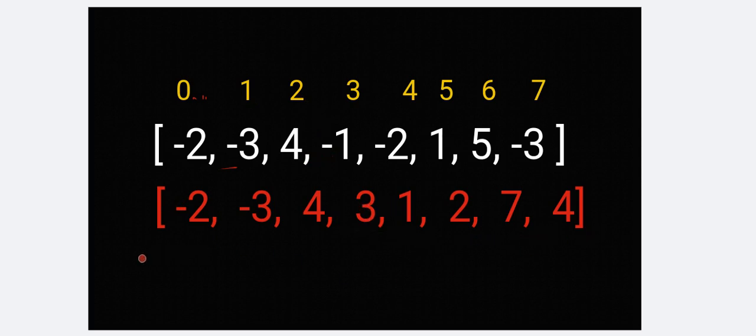So what can I do? Finally, I can take out the maximum value, which is 7. So 7 is going to be our answer. Why? Because 7 is the maximum sum that I will get if I consider this array. So 7 would be the answer. So this is Kadane's algorithm.